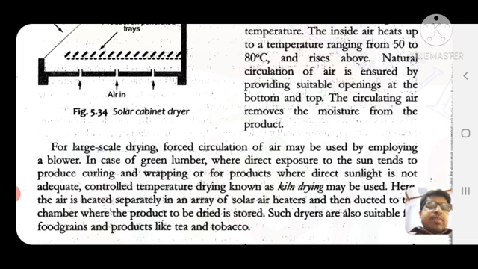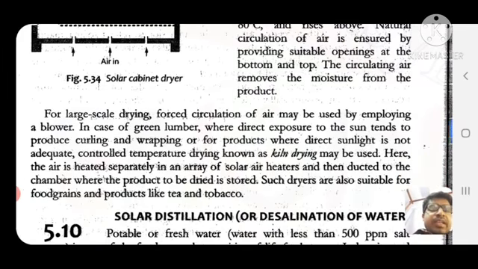In the case of green lumber, where direct exposure to the sun tends to produce curling and warping, or for products where direct sunlight is not adequate, controlled temperature drying known as kiln drying may be used. Here, the air is heated separately in an array of solar air heaters and then ducted to the chamber where the product to be dried is stored. Such dryers are also suitable for food grains and food products like tea and tobacco.